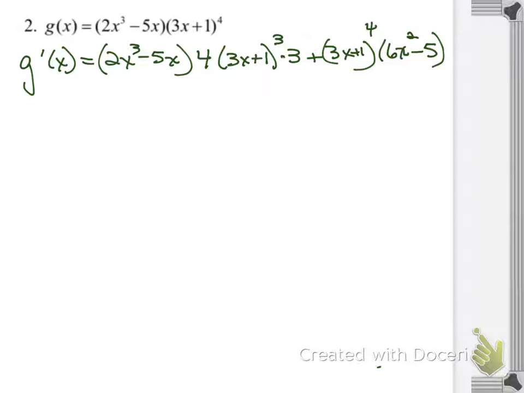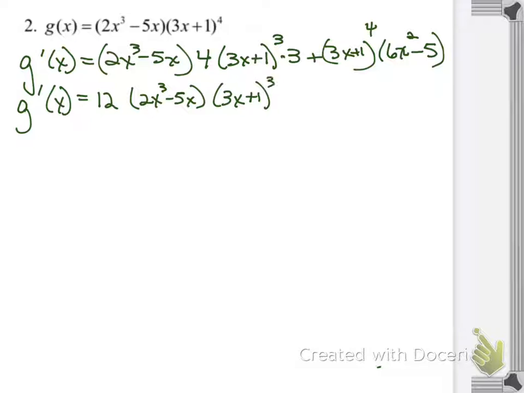Okay, so let's clean that up. So my first step is going to be to bring numbers in front. So I have a 4 and a 3. I'm going to have the 12 come in front. I'm going to have 2x cubed minus 5x follow it. And then follow closely behind by 3x plus 1 cubed.